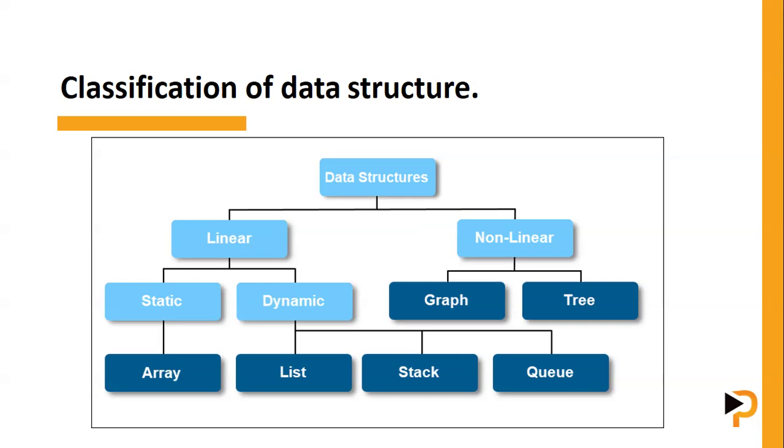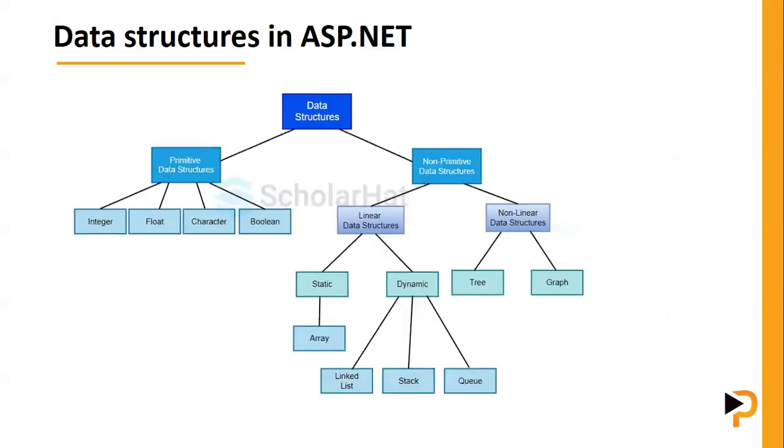So data structures, obviously we discussed this particular diagram before. Linear and non-linear. Linear is again divided into static and dynamic as the size gets increased: array, and then dynamic is a list, stack, queue. Non-linear is obviously graph and tree. So these are the abstract data structures available in ASP.NET, as you can see.